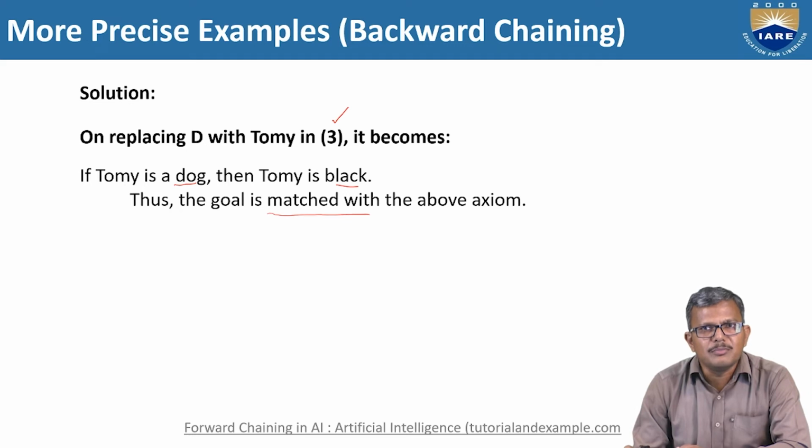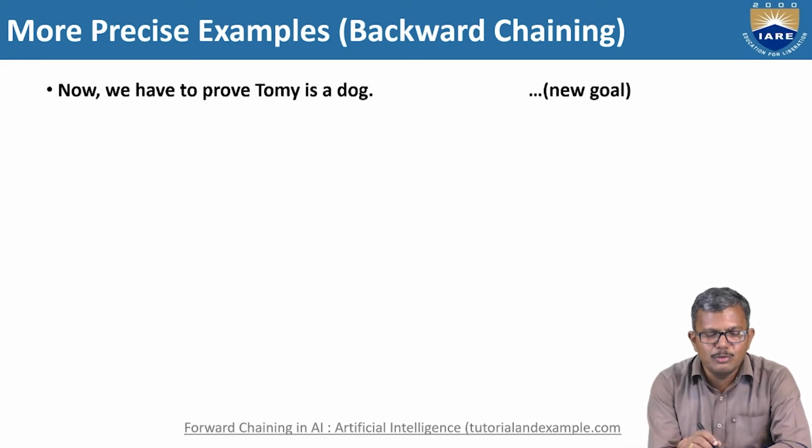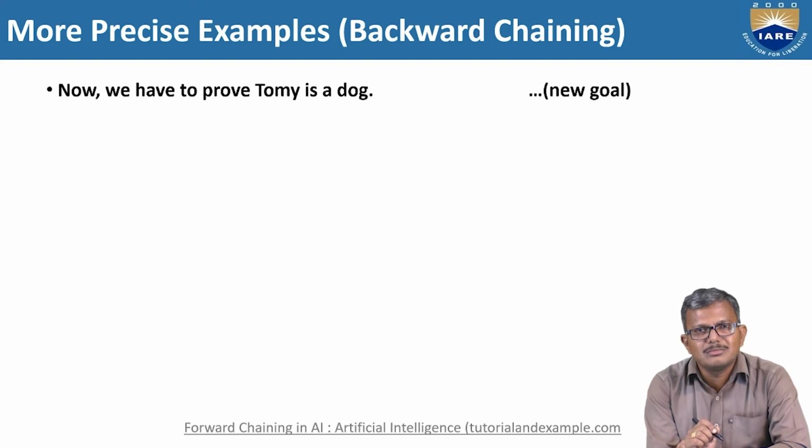Let us see. Just now I told that in backward reasoning there will not be a single goal; there will be multiple goals. So with this proving, we need to generate new questions. Our next goal is to prove that Tommy is a dog. Just now we proved that Tommy is black, but we didn't prove that Tommy is a dog.